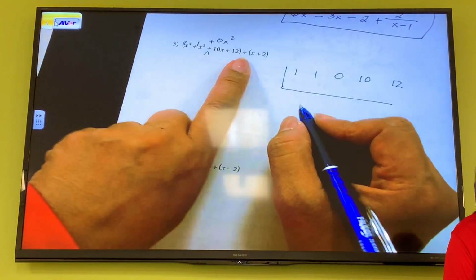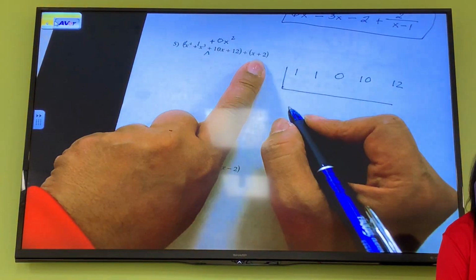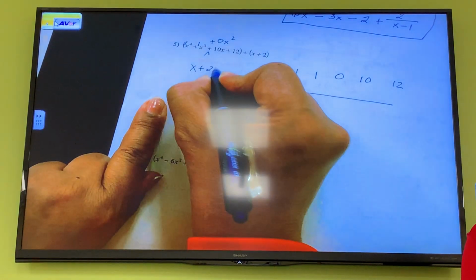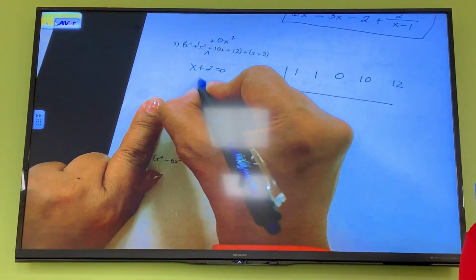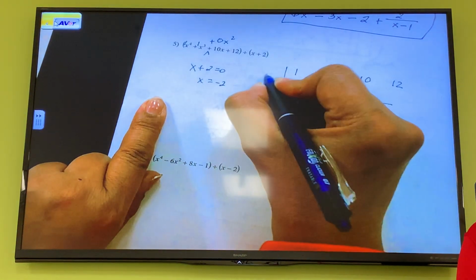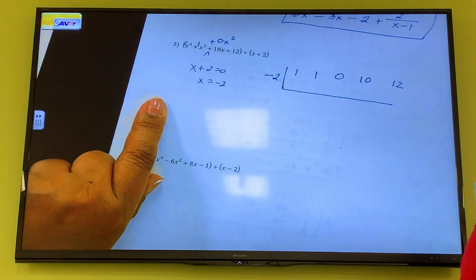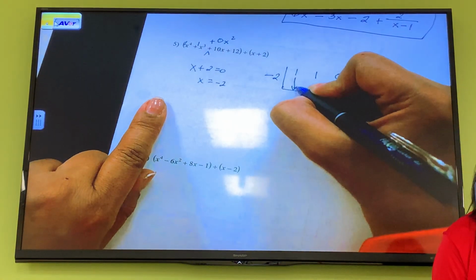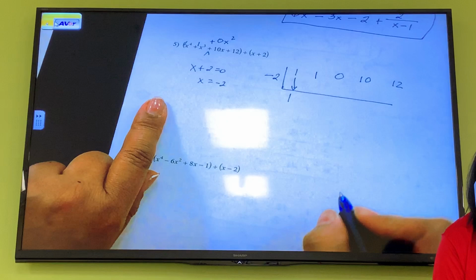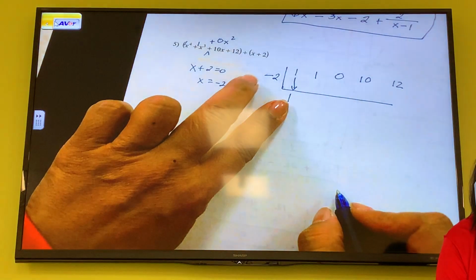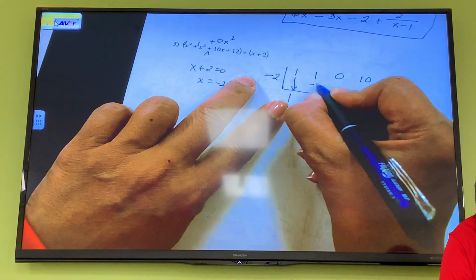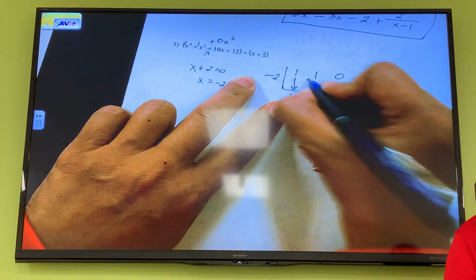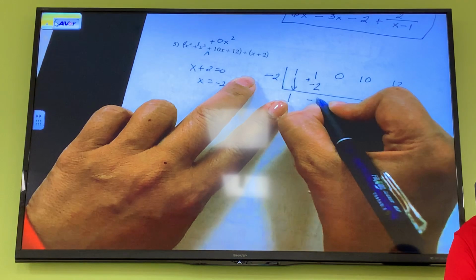Okay, then we need to figure out what are we going to be dividing with. It will come from x plus 2. X plus 2, put it equal to 0. So x is equal to negative 2. So outside, we're going to put negative 2. Same thing, we start out by bringing down the first digit. So that will be 1. Then 1 times negative 2 is negative 2. Put it under the 1. We add them up. That will give you negative 1.